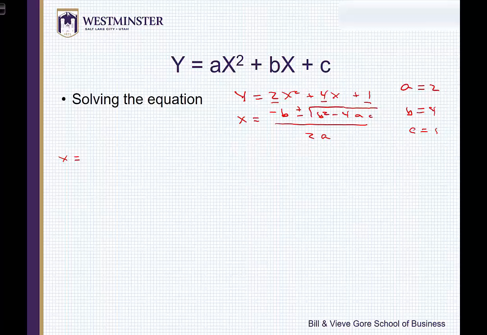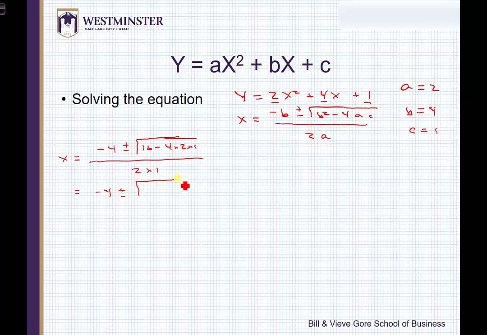So as we go to solve this, we have negative b, or negative 4, plus or minus the square root of b squared, 4 squared is 16, minus 4 times a, or times 2, times c, times 1, and all of that over 2 times 1. That gives us negative 4 plus or minus the square root of 16 minus 4 times 2 times 1. 16 minus 8 is going to be the square root of 8, divided by 2.